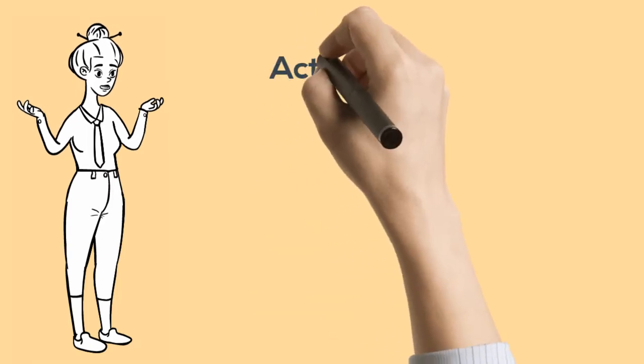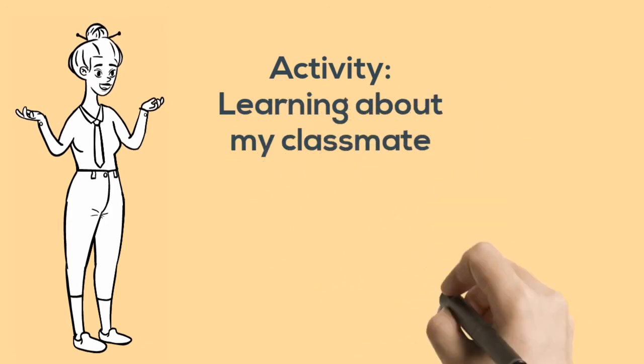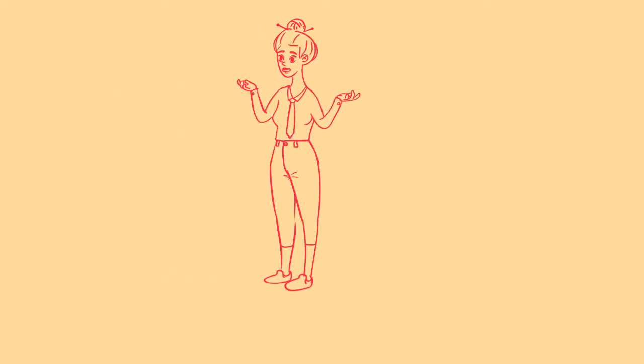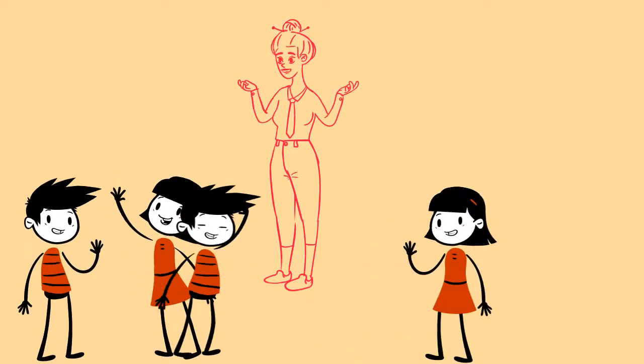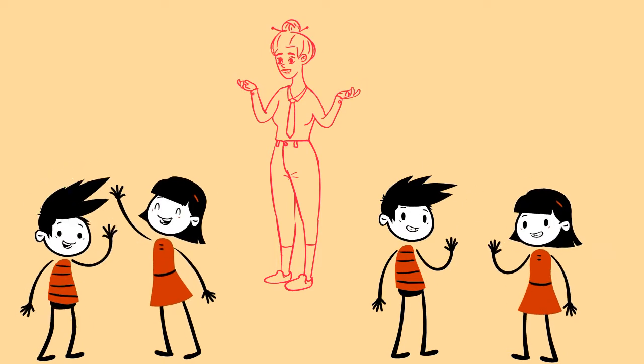The activity for today's video is learning about my classmate, and during this activity, students will be able to ask personal information about a classmate. For this activity, students will work with a partner. You will have the pairs already arranged, so those students who struggle with English can get extra help if needed.